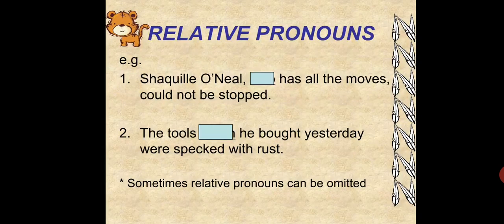Now, relative pronouns. Shaquille O'Neal, who has all the moves, could not be stopped. The tools, which he bought yesterday, were specced with rust. So if this is a defining relative clause, you can drop the relative pronoun. Like, Shaquille O'Neal has all the moves, could not be stopped. The tools he bought yesterday were specced with rust. So you can drop the relative pronoun, if you cannot drop it, it's up to you completely, regarded that it is what we call a defining relative clause.